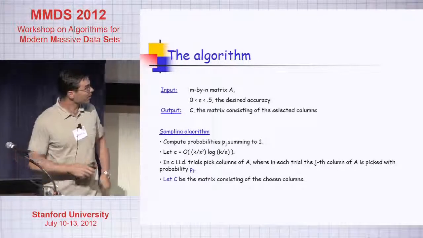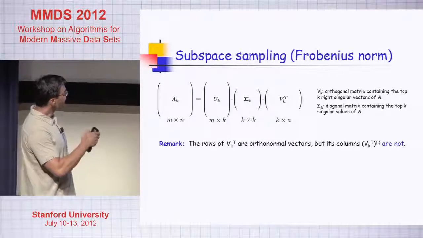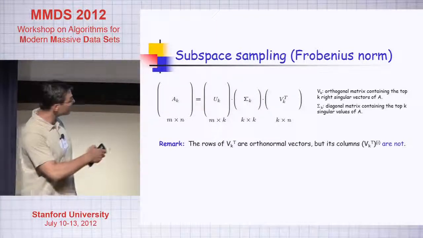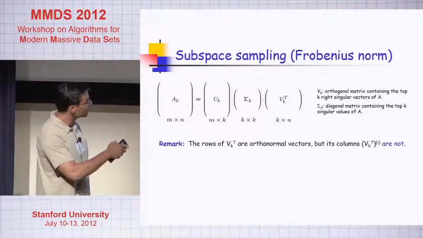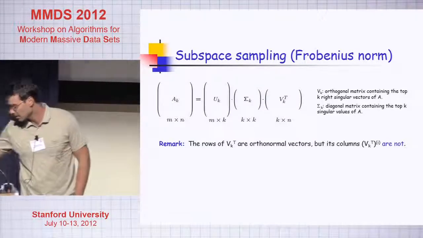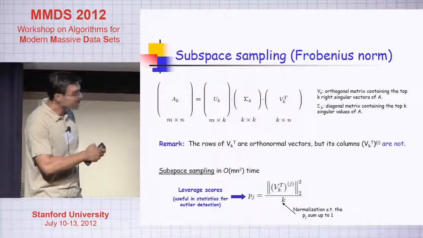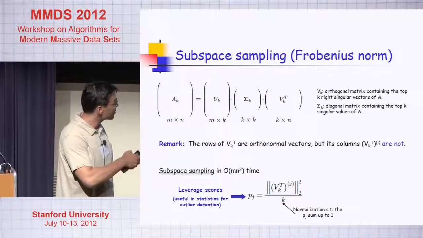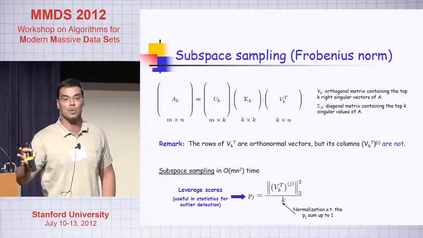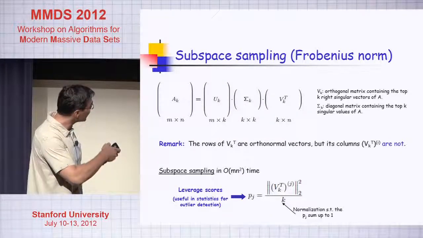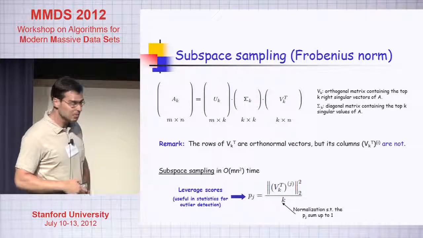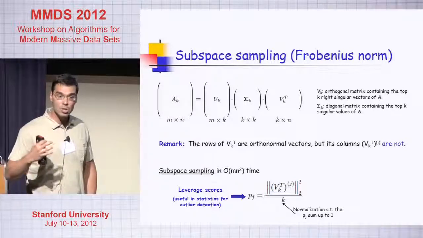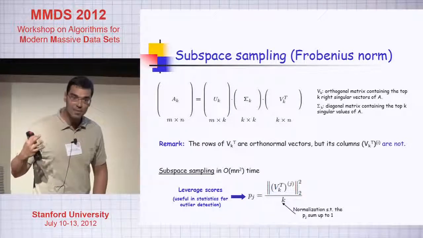Let's see the leverage scores again. You are looking at A sub k, the best rank k approximation to A. Now you're focusing on the right singular vectors, V_k transpose. The rows of this matrix are pairwise orthogonal and normal. Great. The columns you don't know much, except that their Euclidean norms are between 0 and 1. So use the Euclidean norms of the columns of V_k transpose, here they are, as your sampling probabilities. Those are again the leverage scores.